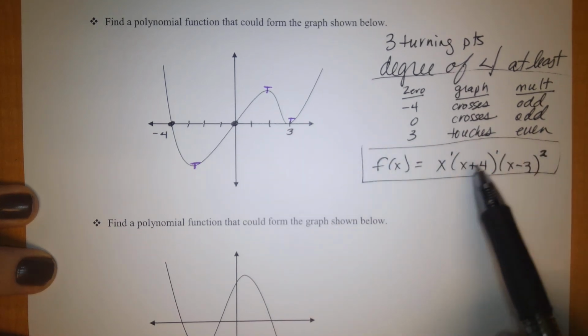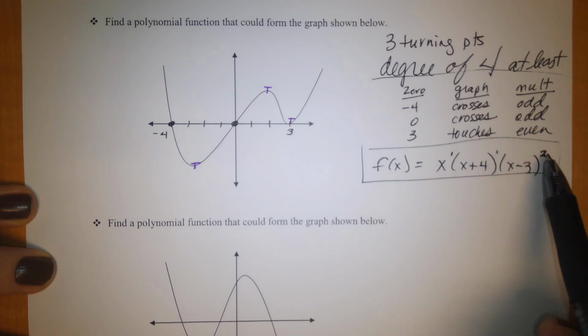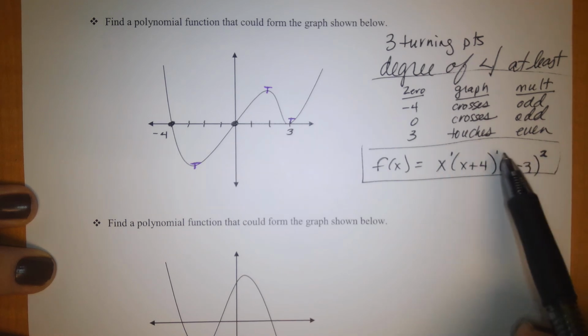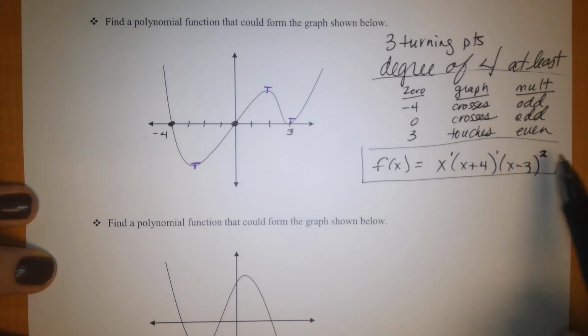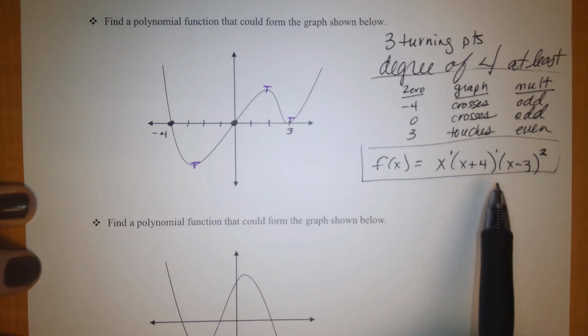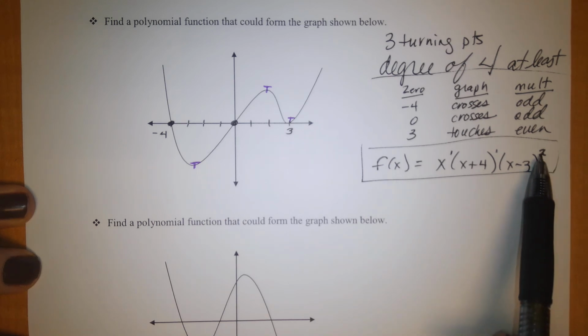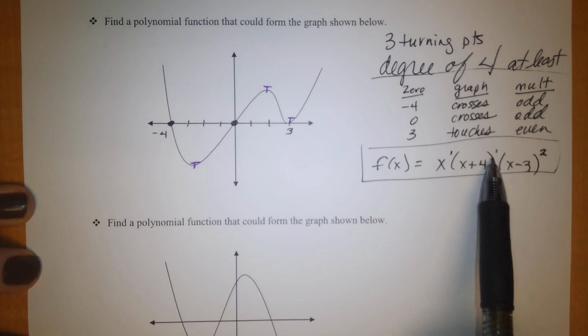Just because these are odd doesn't mean that they're 1. These could be 3 and 3 and 4. Or 1 and 3 and 8. I don't know exactly what they're going to be, but this is one example of what it could possibly be. I definitely know this is even, and I definitely know these have to be odd.